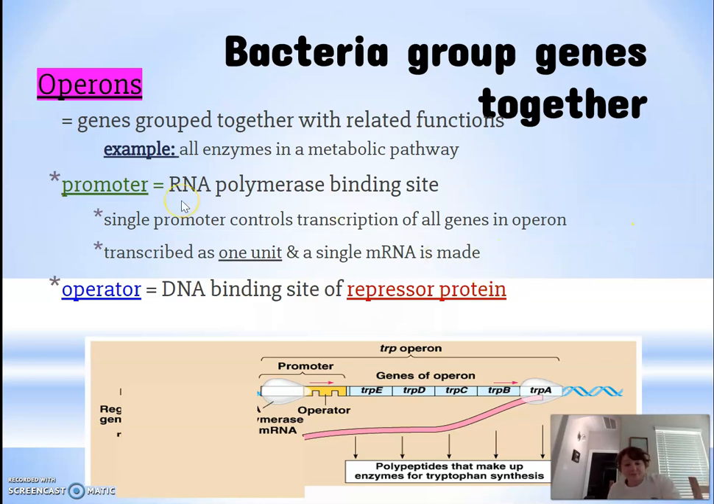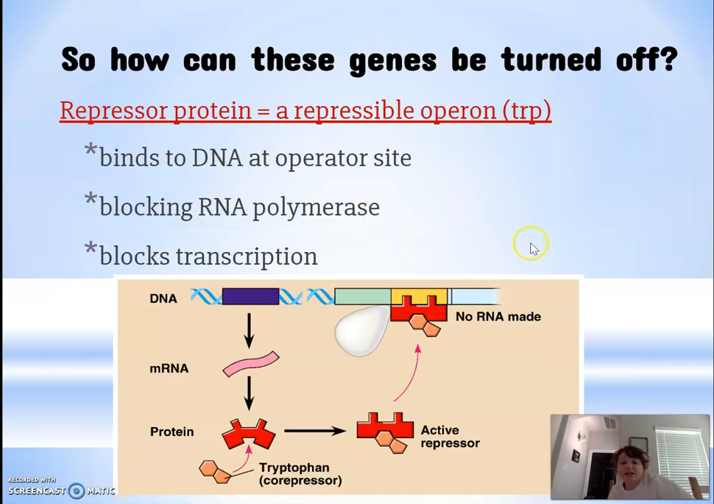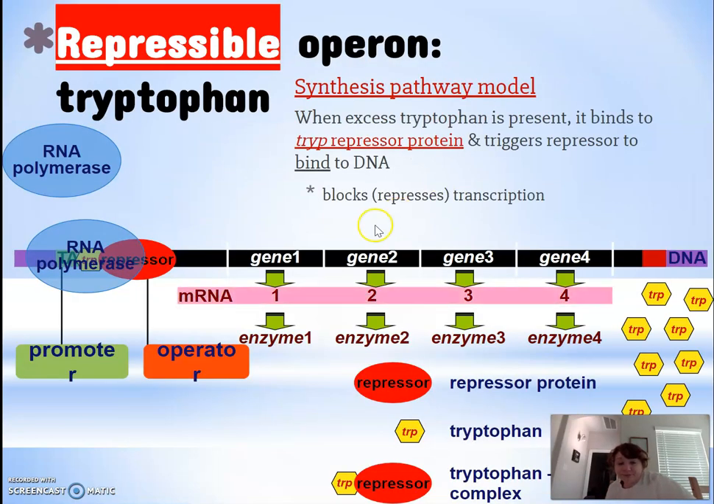You can have a promoter, like an RNA polymerase binding site, and that single promoter controls the transcription of all genes in the operon. So it's transcribed as one unit and a single mRNA is made. You can have an operator, which is the DNA binding site of the repressor protein, okay, that stops. So the repressor protein is in a repressible operon. That's what binds the DNA, the operator site, and it blocks RNA polymerase, so that means it blocks transcription. So that's how the genes can be turned off.